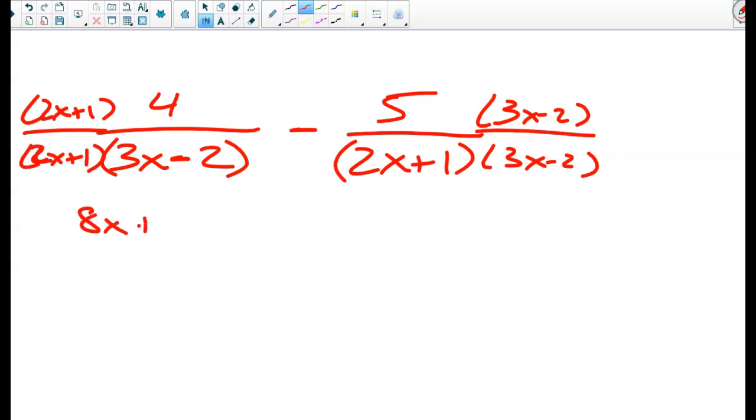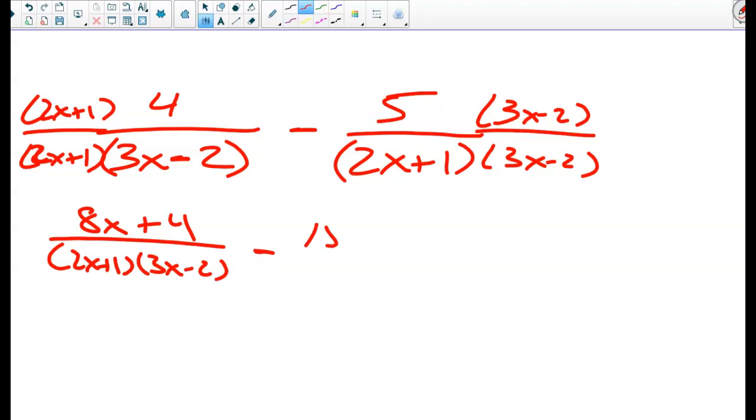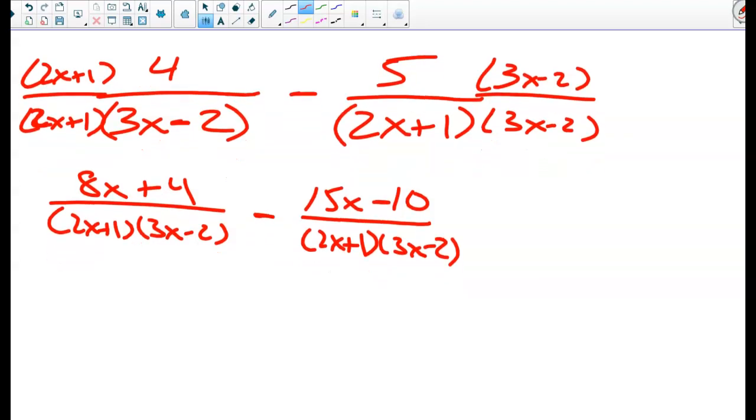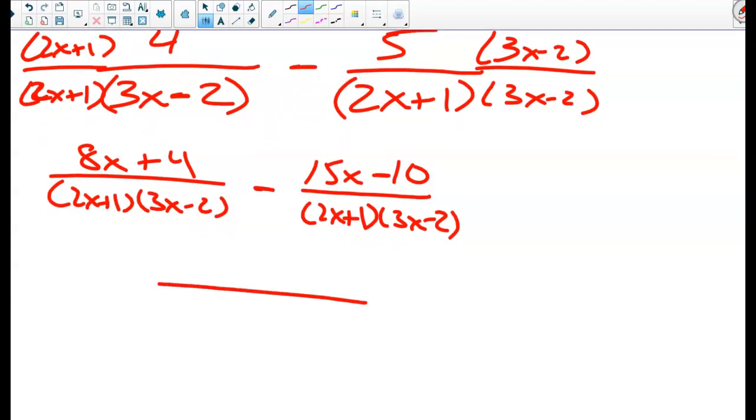I'm going to get 8x plus 4 over 2x plus 1, 3x minus 2, minus 15x minus 10 over 2x plus 1, 3x minus 2. So I take this 5 and I distribute it, and I get 15x minus 10. Now here's the trick with subtraction that usually throws people off. Obviously the denominator is common, so we keep it. 8x minus 15x is negative 7x.